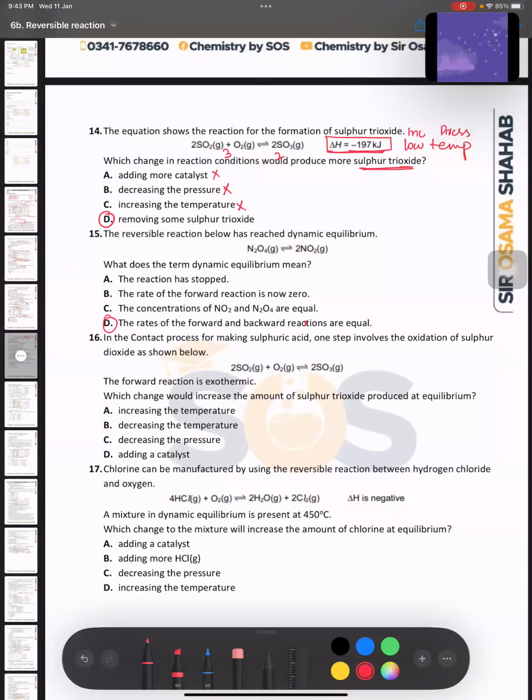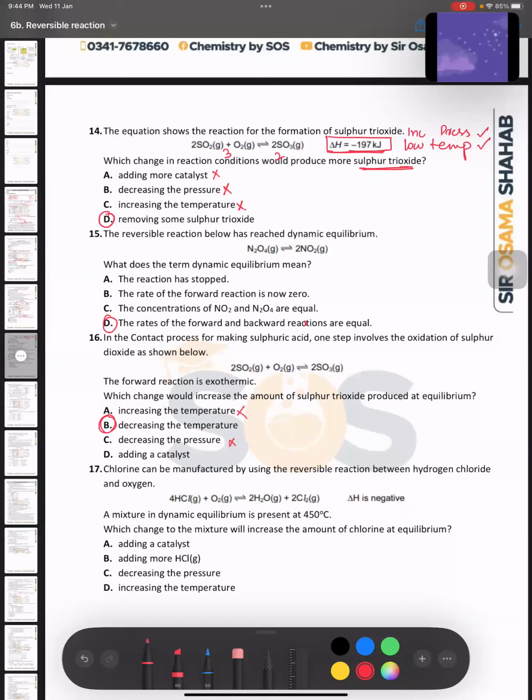All right. And then in the contact process for making sulfuric acid, one step involved the oxidation of sulfur dioxide as shown. The forward reaction is exothermic. Which change would increase the amount of sulfur dioxide again? Anyone between these two can do this. Increase in temperature, no. Increase in temperature, no. Decrease in pressure, no. Definitely decrease in temperature can increase the product, because this is an exothermic reaction and exothermic reactions are feasible at low temperatures, right?